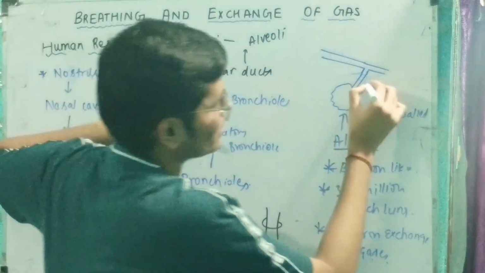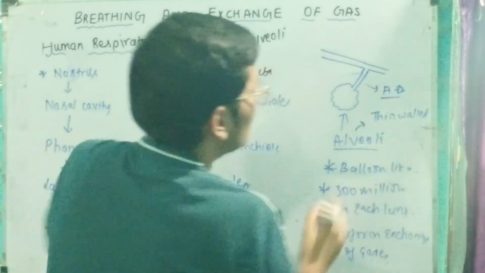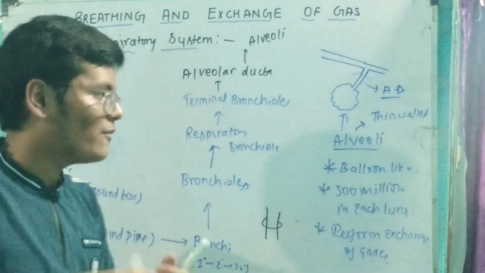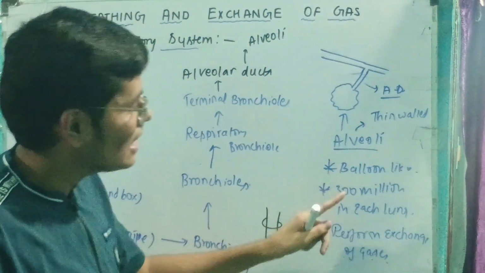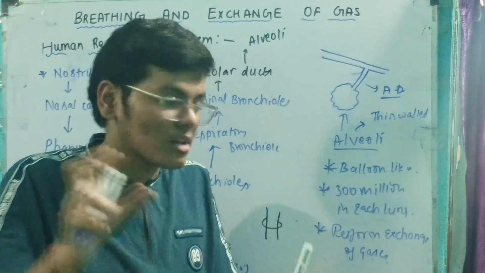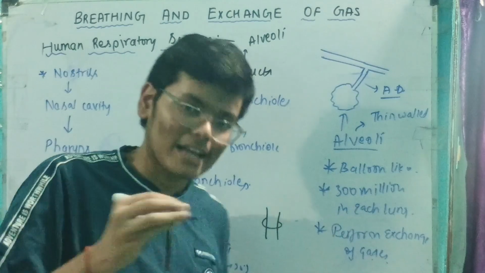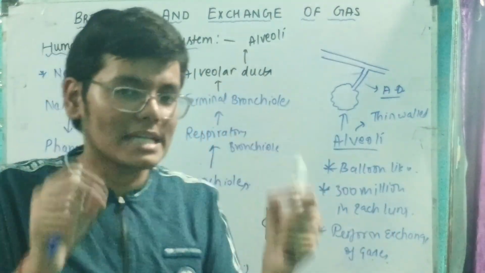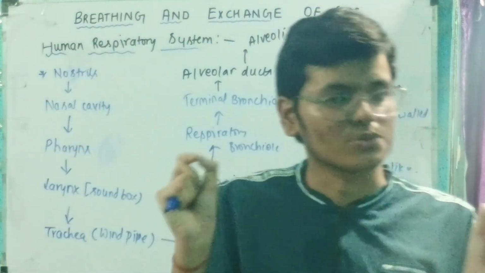Alveolar ducts, these are the alveolar ducts, the ducts which connect to the alveoli. And then alveoli. Alveoli are balloon-like structures. There are 300 million alveoli in each lung, and they perform the exchange of gases. They are very thin walled and they are lined by simple squamous epithelium tissues.